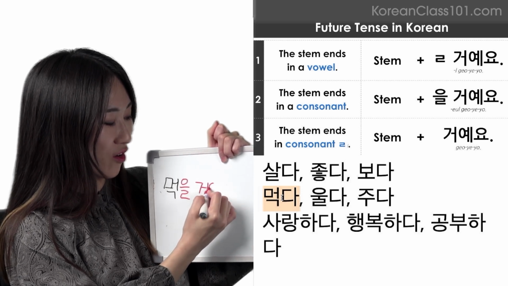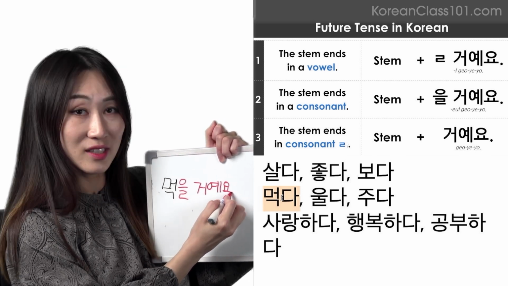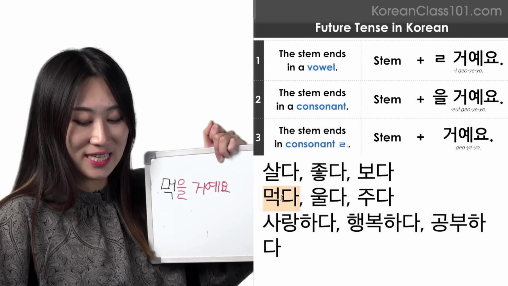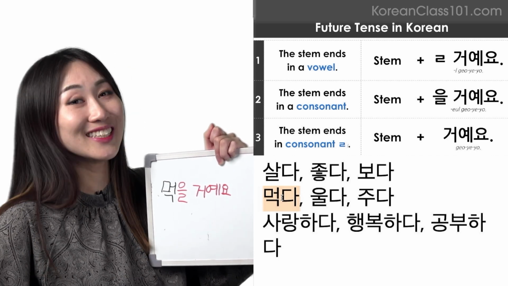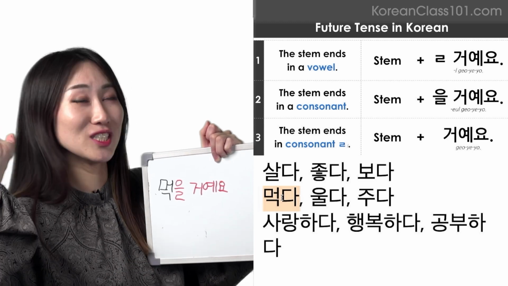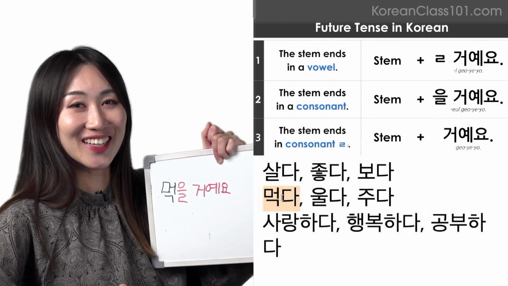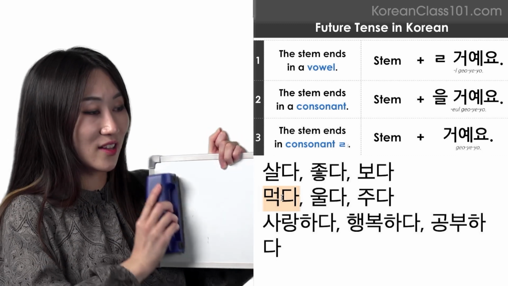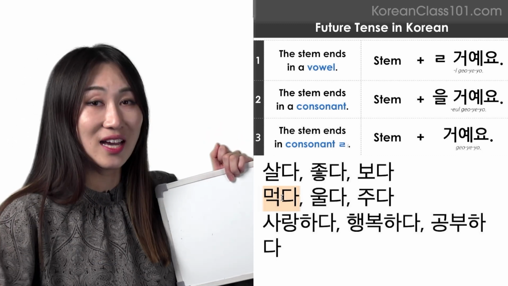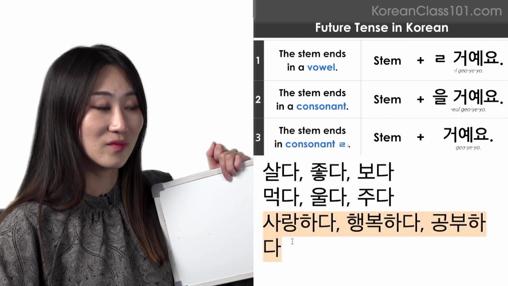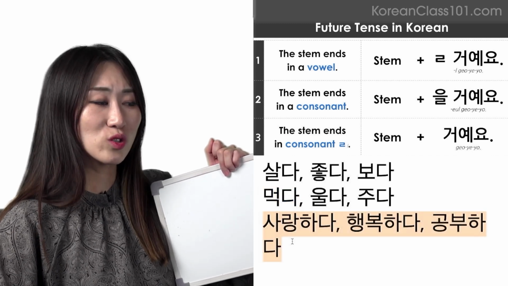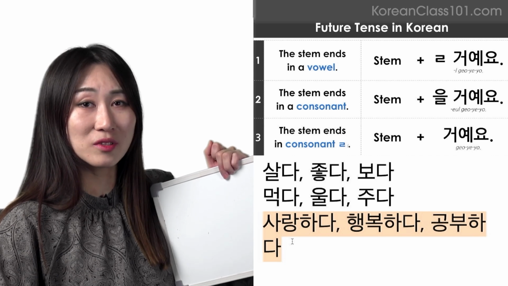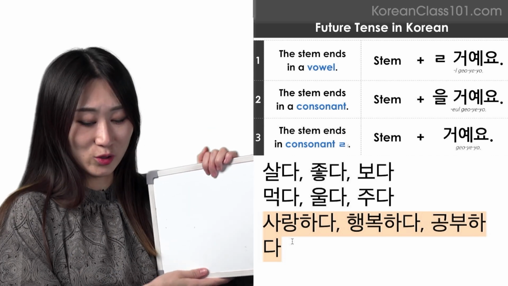을 거예요. I will eat, or we will eat, they will eat, he or she will eat. 먹을 거예요. So it's a future tense. So 짠, are you okay with this? Then how about these verbs? What should I do with these 하다 verbs? 하다 verbs are so simple.